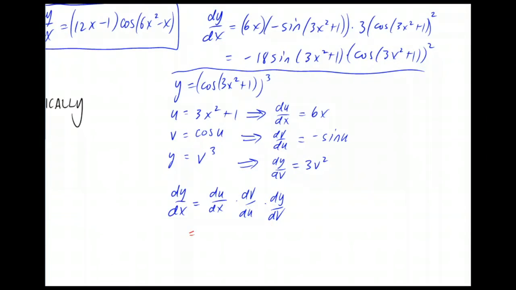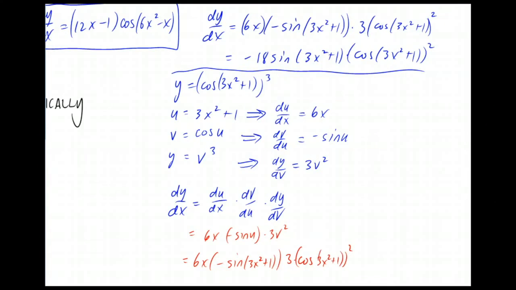So now du/dx is 6x, dv/du is negative sine u, dy/dv is 3v squared, and now we just need to substitute back in to get them all in terms of x's. We know that u is 3x squared plus 1, so we'll replace u with 3x squared plus 1. We know v is cosine u, so that's 3 times cosine u squared, but remember u is 3x squared plus 1. And so now I have the whole thing back in terms of x.